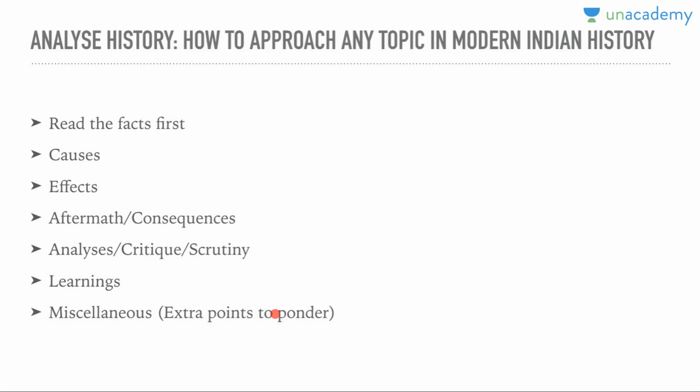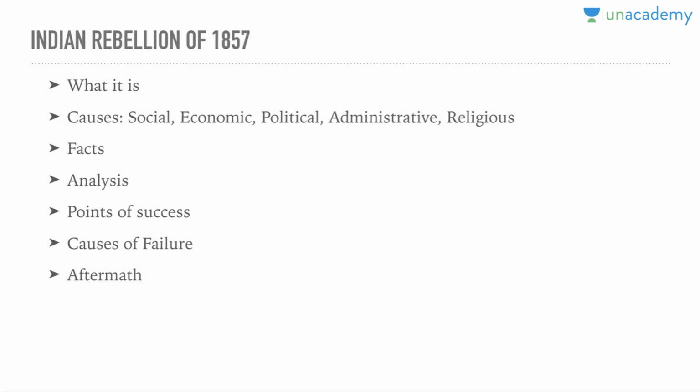In the same way we will analyze the 1857 event. What were the causes: social, economic, political, administrative and religious causes? What were the facts involved, how did it progress, what was the analysis of that, what were the points of success if it succeeded at all, what were the major causes of failure of the Indian rebellion of 1857, and finally the aftermath, the consequences, how it inspired our national struggle for freedom. Then what was going on in the parallel timelines, who were the main leaders. This will all come in the miscellaneous points. How it affected Hindu Muslim unity, what was the consequence, all this will come in the miscellaneous points.